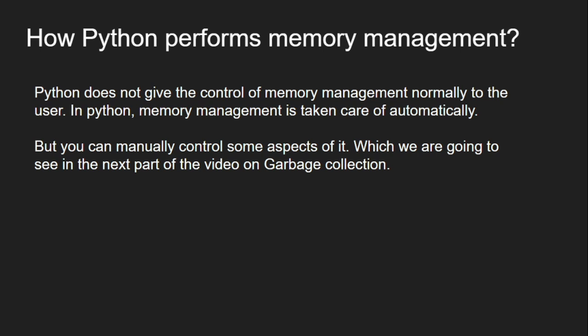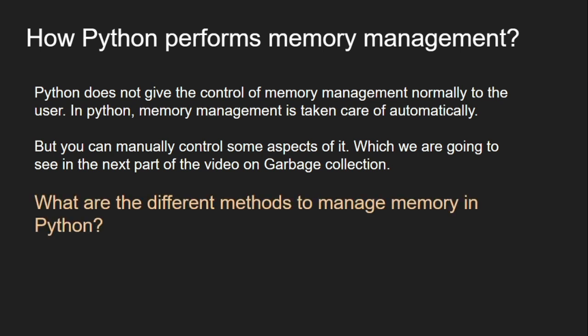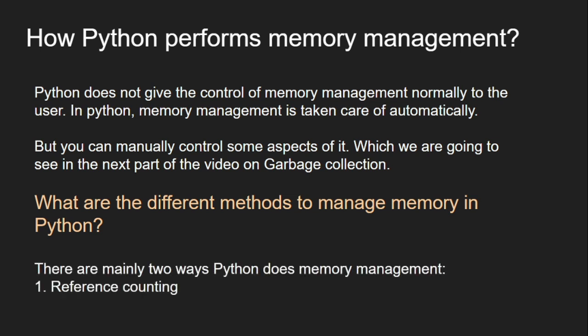But for the most part, we are not going to use memory management. We are not going to manually do memory management for any Python program. It is automatically taken care of. So there are mainly two ways in which Python does memory management. One is through reference counting and the other is through generational garbage collection. So these are the two methods using which Python does memory management.